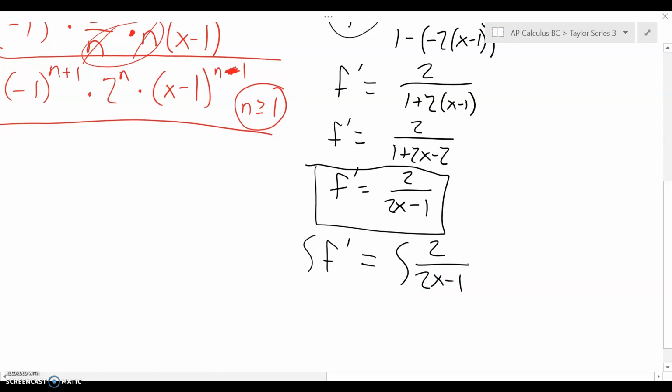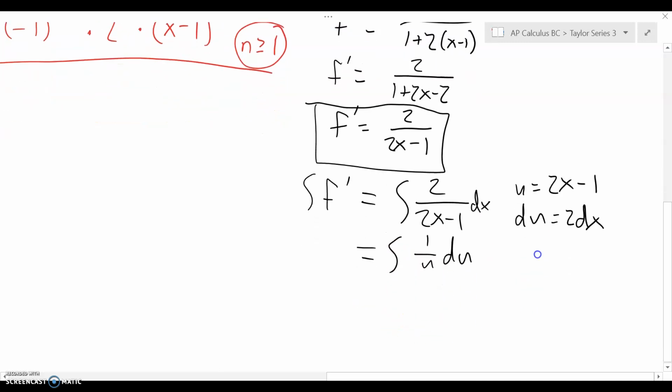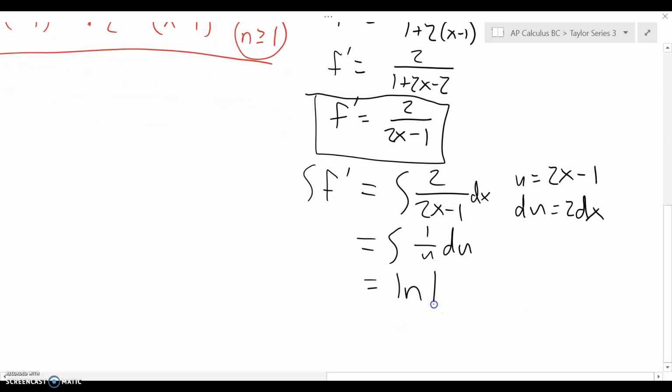To integrate that, we're going to need some kind of recognition of a u-substitution, I suppose. Let u be 2x minus 1, and there's a dx right here. du would be 2 dx, which is nice. There's a 2 and a dx. So when we integrate, we would just get 1 over u du, which we know to be the ln. So I've got ln of u, which is 2x minus 1. And technically there's a plus c. We'll deal with that in a moment. So technically we have a plus c in there.